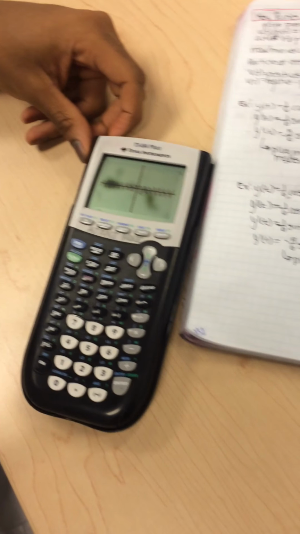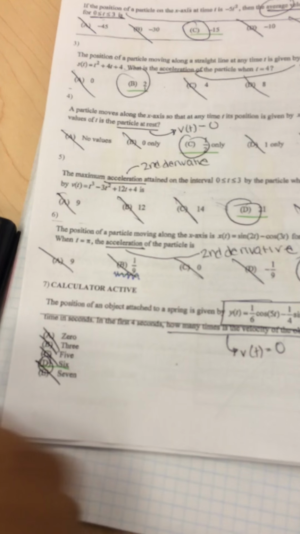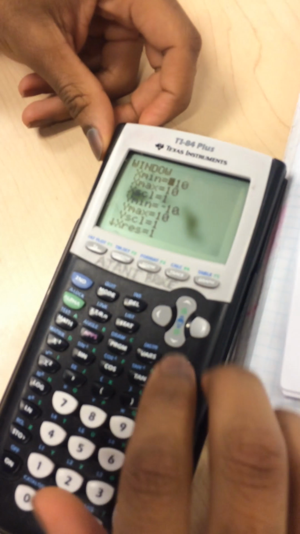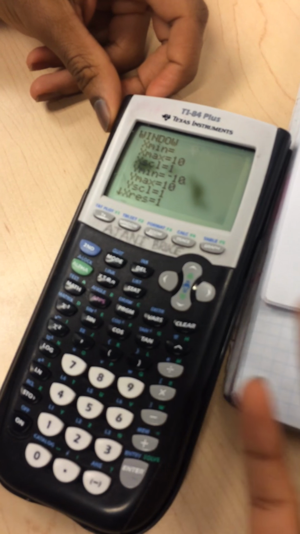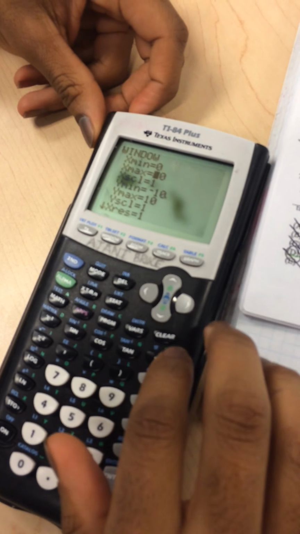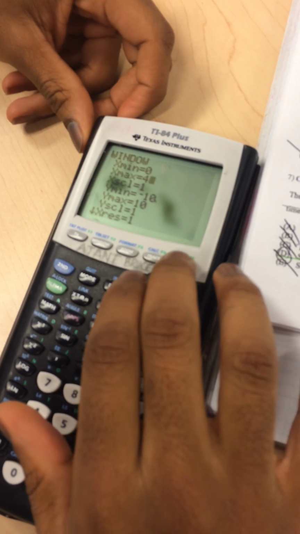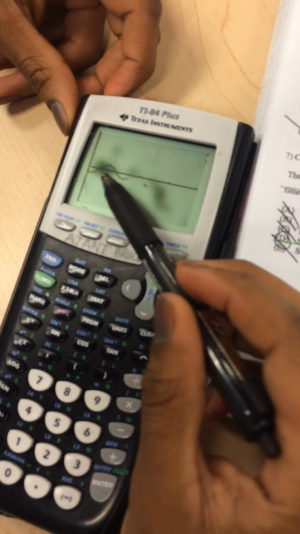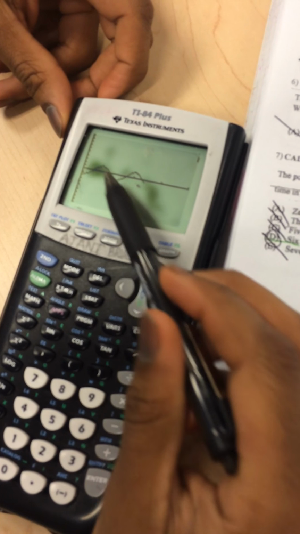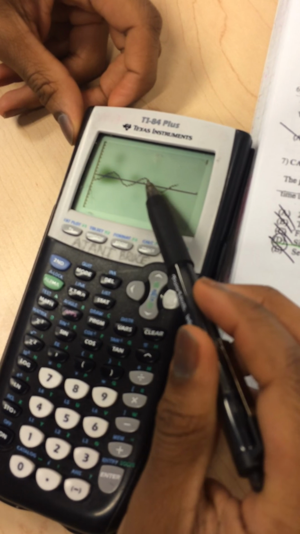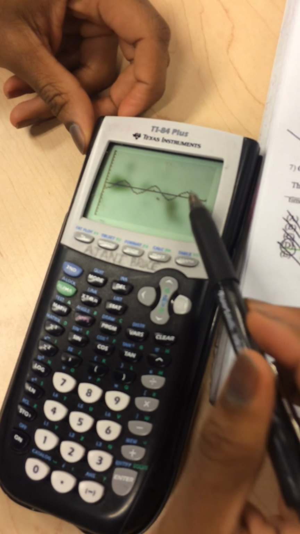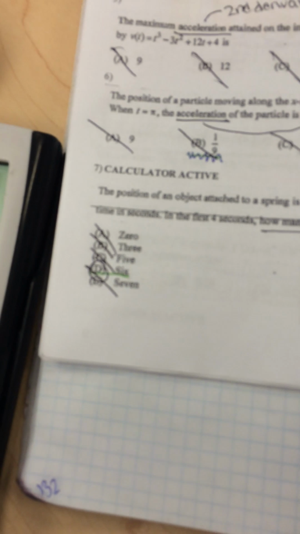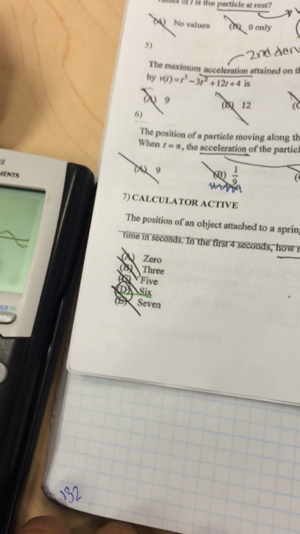Okay, but we're just looking for which seconds. The first 4 seconds, so you would want to go to window, have the x min about 0, have the x max 4, then graph, and then count how many times it hits the x-axis. So 1, 2, 3, 4, 5, 6. The answer is D. Zoom in and great.